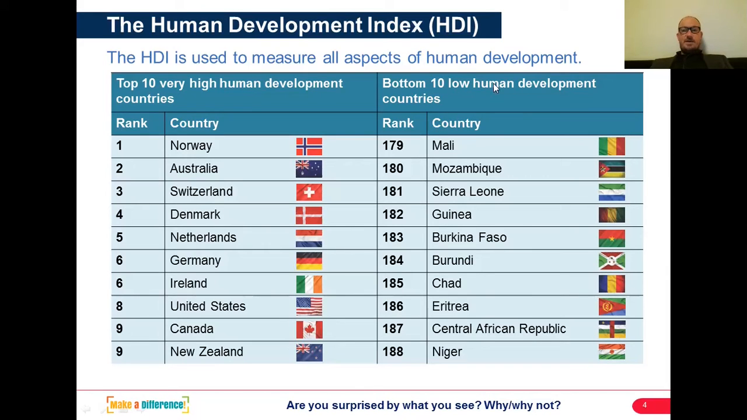And on the bottom, the worst countries in the world, worst performers for being developed. So in other words, they're very underdeveloped. The worst would be Niger on this list, and the Central African Republic is another one. Chad, Eritrea, Burundi. Yeah. Okay, interesting.